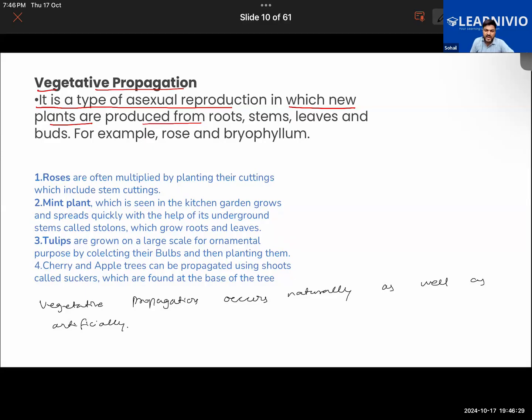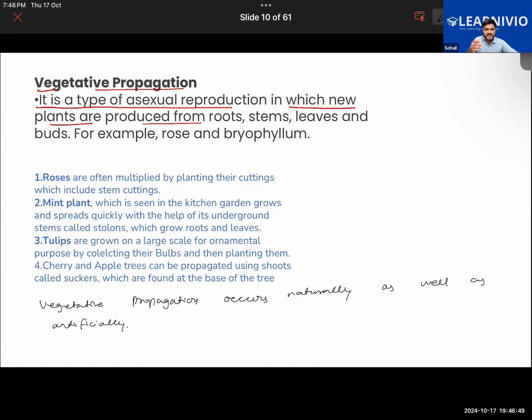So plants like rose plant or money plant will be grown by simply cutting their stem and putting it into the soil. We will see that new roots will start to grow and a new plant will start to grow from it.